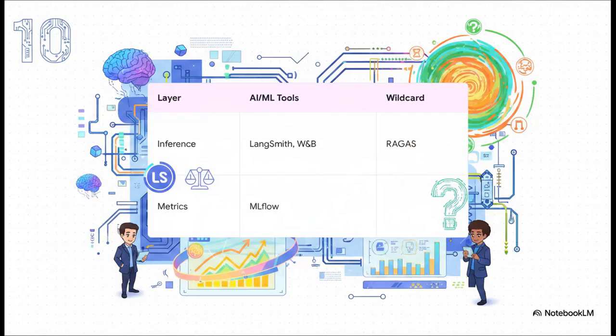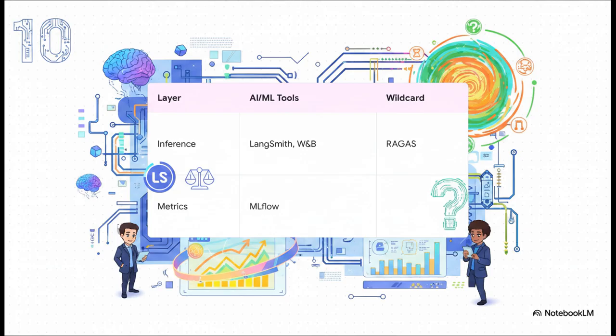Step 10, monitoring and evaluation. You literally can't deploy without algorithmic rigor. If you're on the AI path, you're looking at inference layer and model metrics using LangSmith and Weights and Biases to evaluate for hallucinations. If you're an ML engineer, you'll be deep in MLflow, tracking data health and model drift over time.